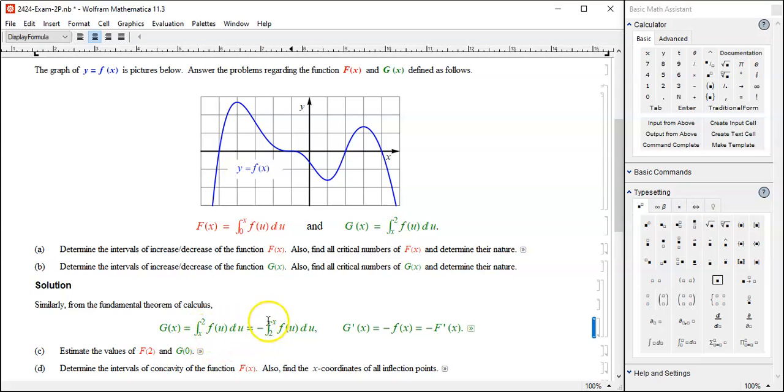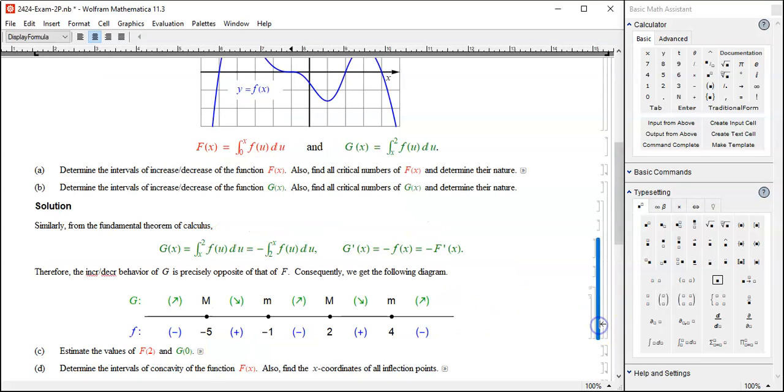Flip the order, get a negative, so capital G prime is negative f of x. Consequently, capital G prime is negative capital F prime. What does it say? When capital F is increasing, capital G is decreasing because it's precisely the opposite. And when capital F is decreasing, capital G is increasing. Basically, we have this diagram, precisely the opposite behavior as before.